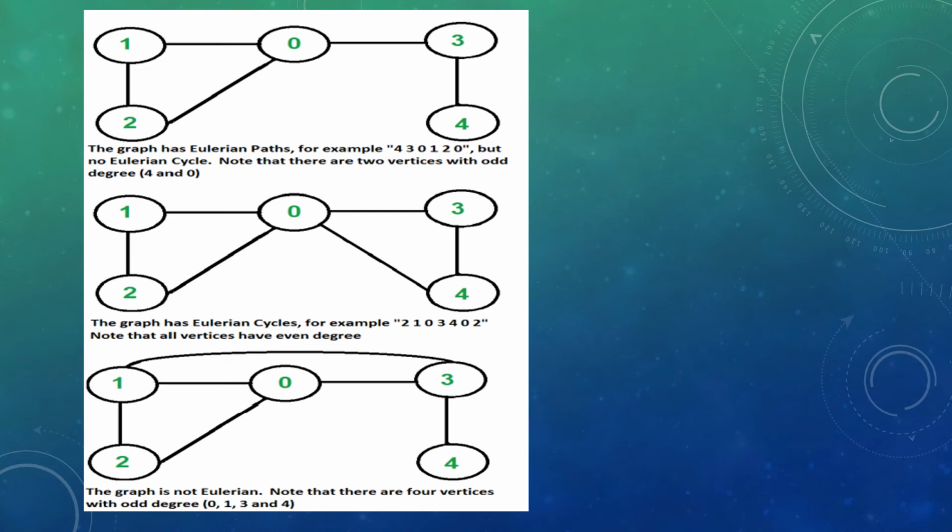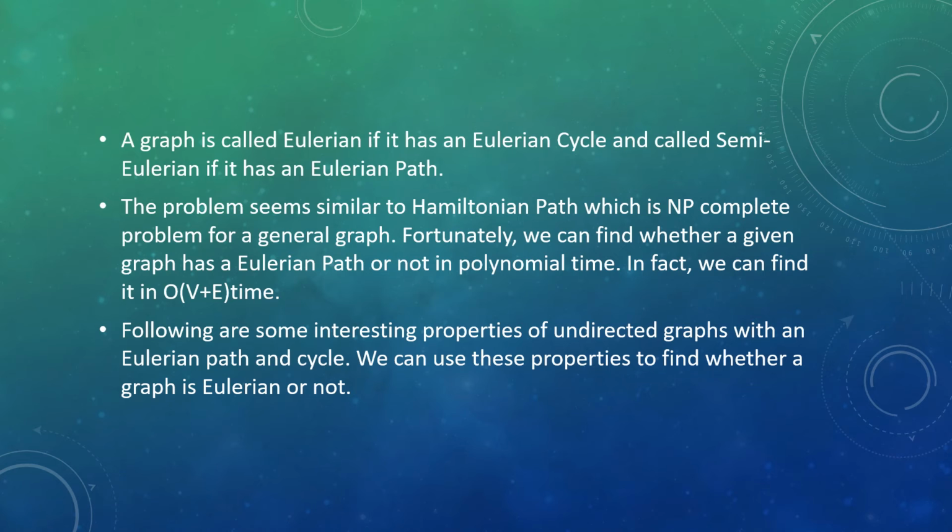In the second graph, the graph has Euler cycles, for example, 2, 1, 0, 3, 4, 0, 2. Note that all vertices have even degree. The graph 3 is not Eulerian. Note that there are 4 vertices with odd degree: 1, 3, 4 and 0. A graph is called Eulerian if it has an Eulerian cycle and called semi-Eulerian if it has an Eulerian path.